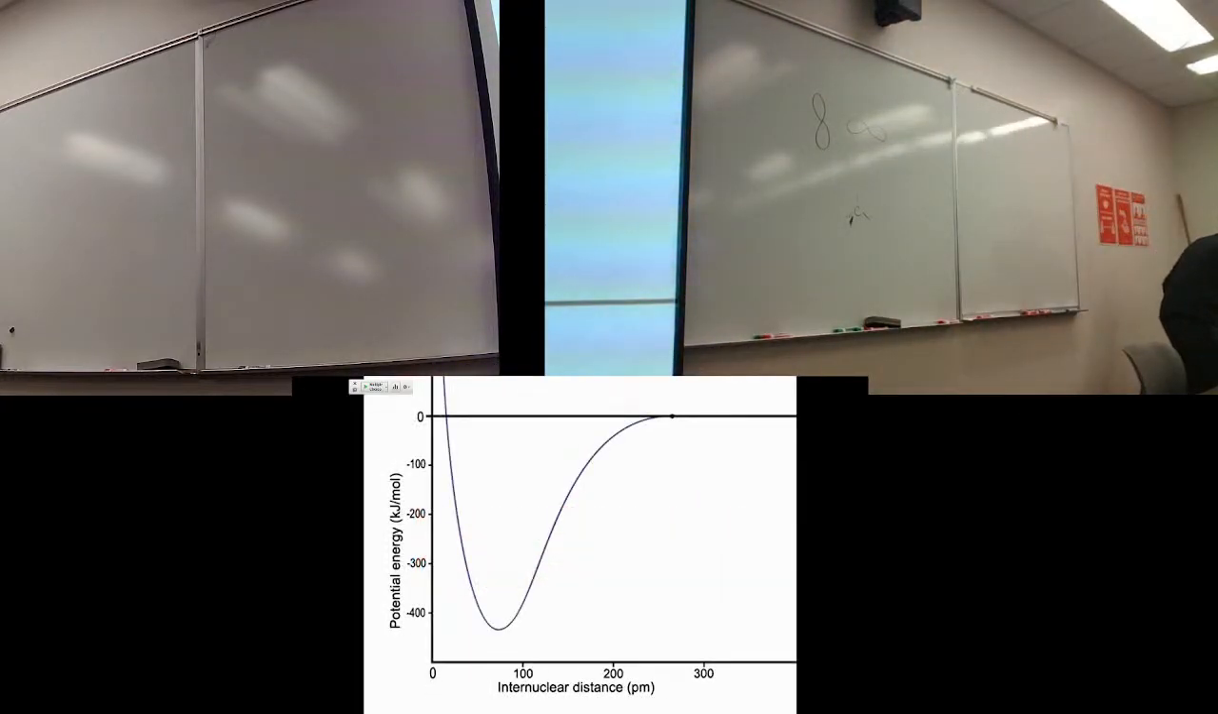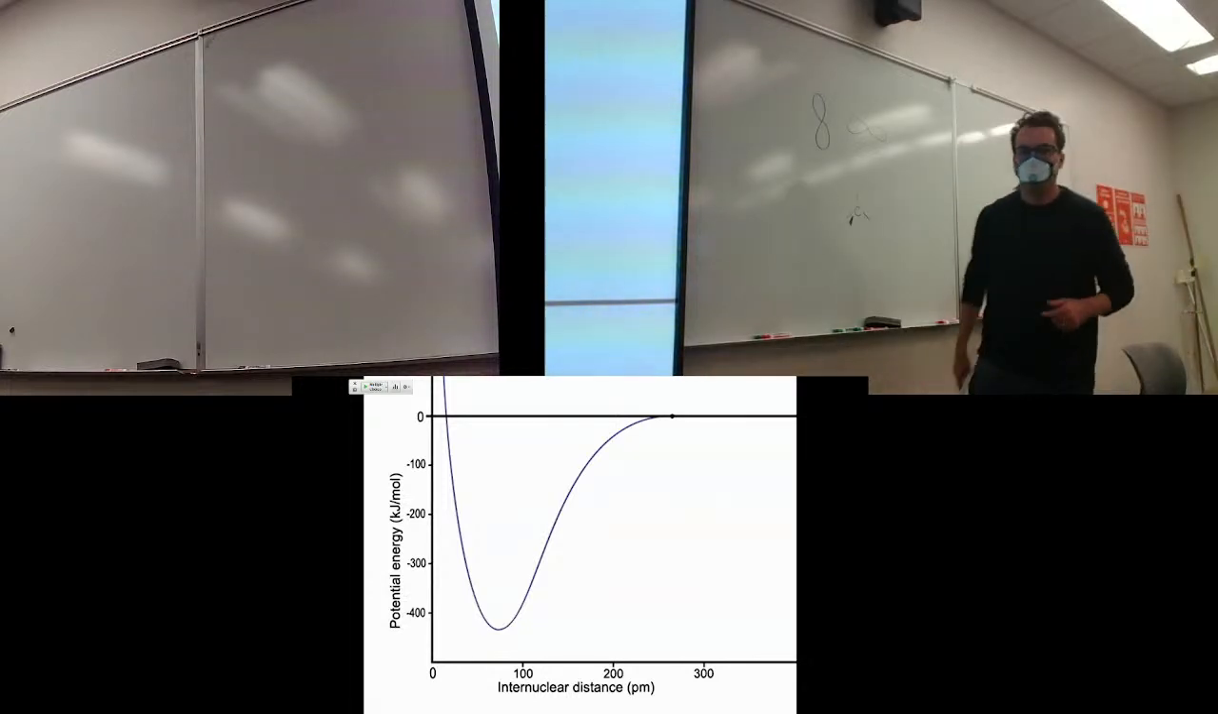A covalent bond consists of a pair of electrons shared by a pair of nuclei.